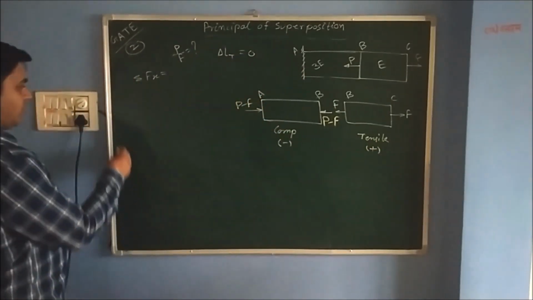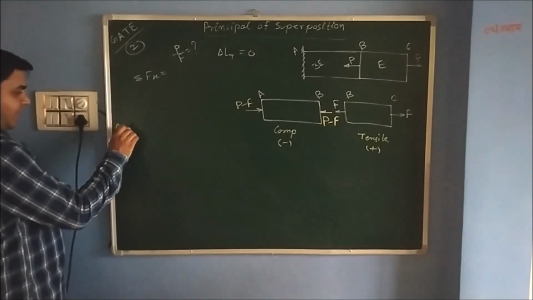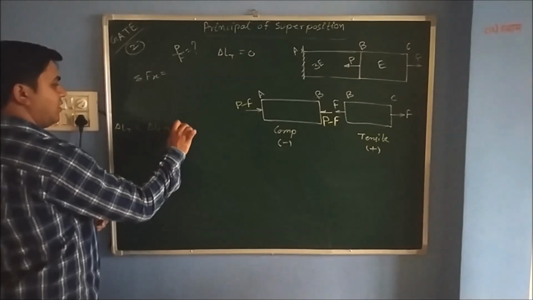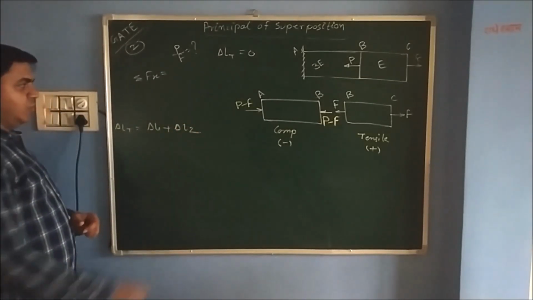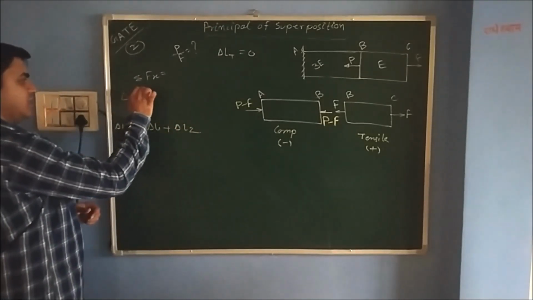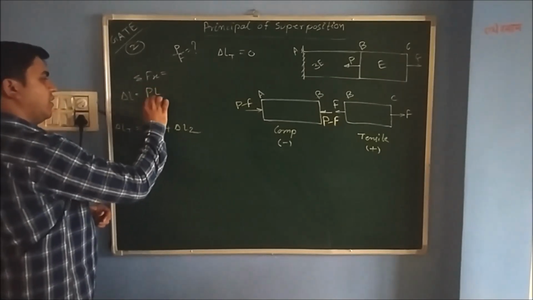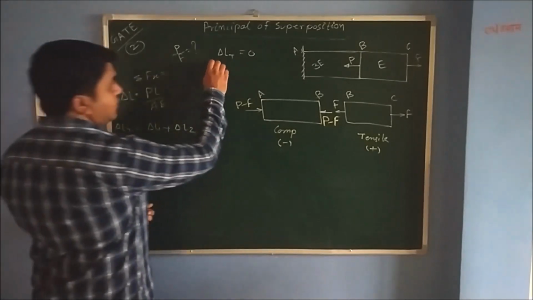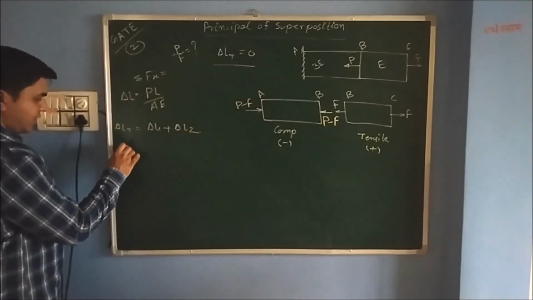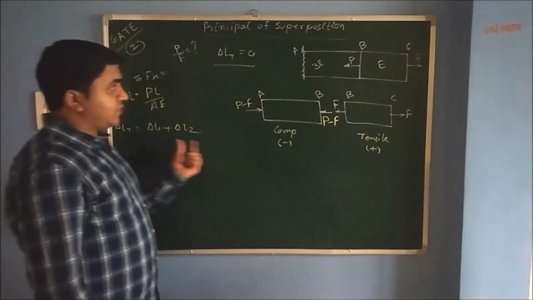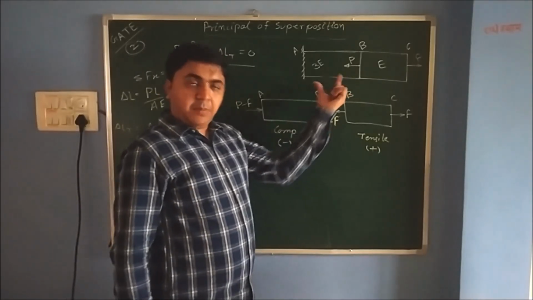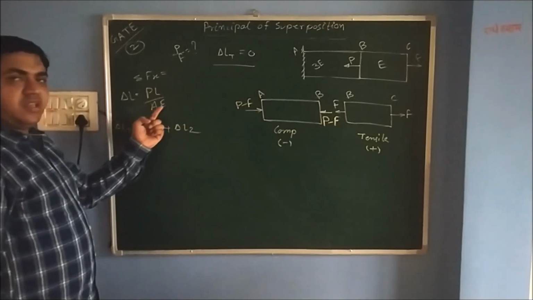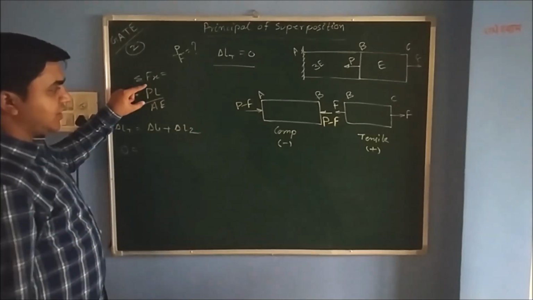Okay, so now we'll find the total delta L value. So delta L total equals delta L1 plus delta L2, and we know the value of delta L is equal to PL upon AE. Now the delta L total value is given as 0, so the left side is 0. Delta L1 is for section AB. So based on this formula, let's apply this PL upon AE. So P is force.